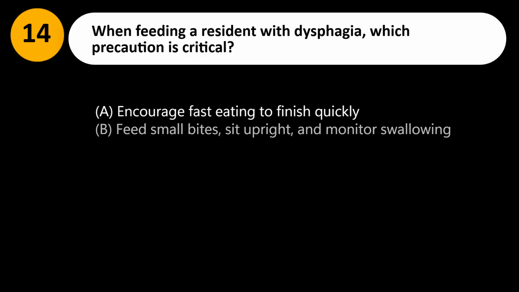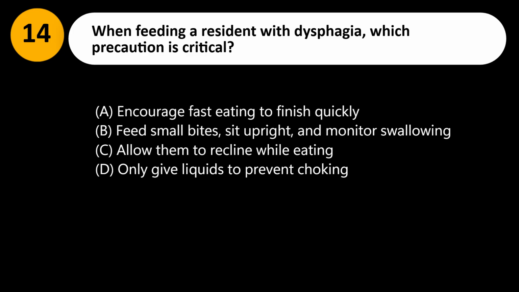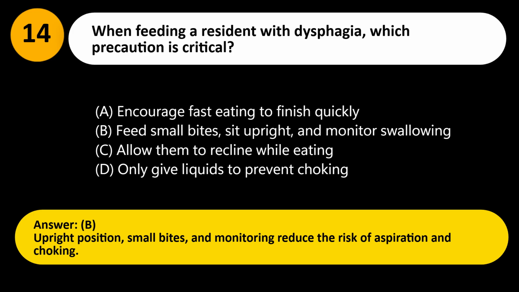When feeding a resident with dysphagia, which precaution is critical? A. Encourage fast eating to finish quickly. B. Feed small bites, sit upright, and monitor swallowing. C. Allow them to recline while eating. D. Only give liquids to prevent choking. Answer: B. Upright position, small bites, and monitoring reduce the risk of aspiration and choking.